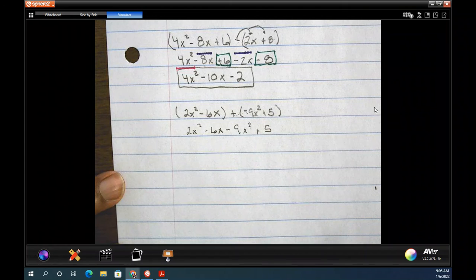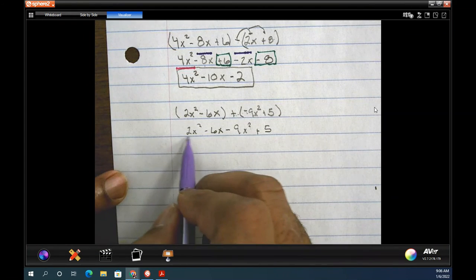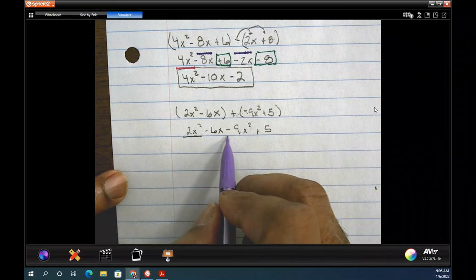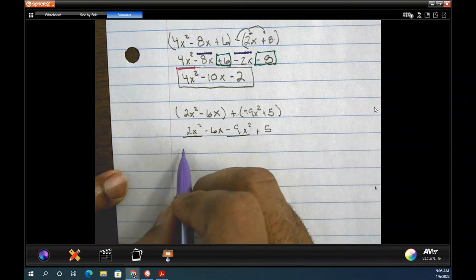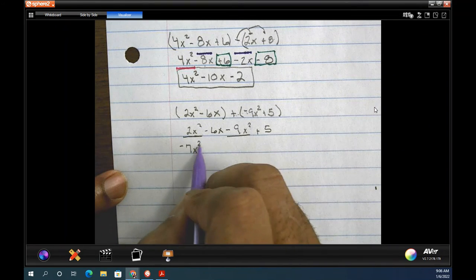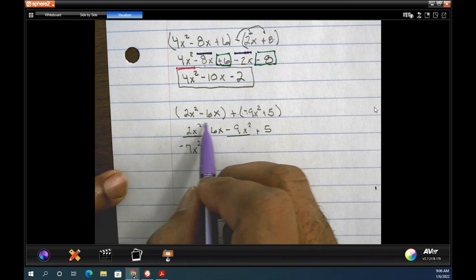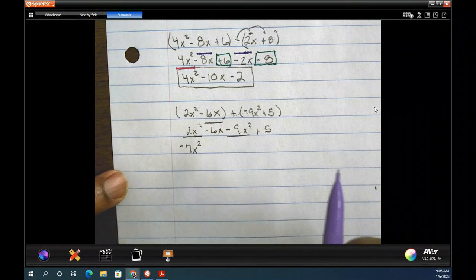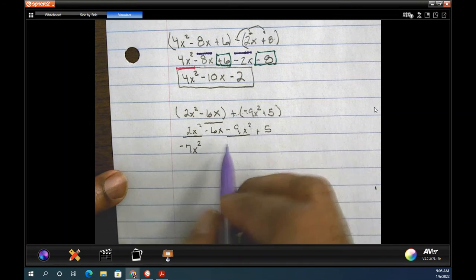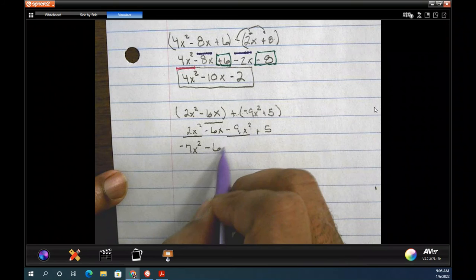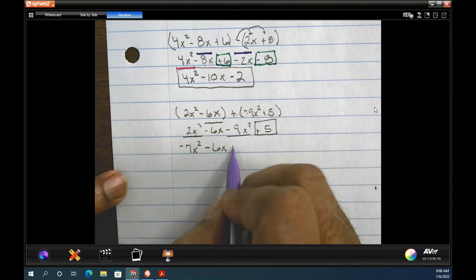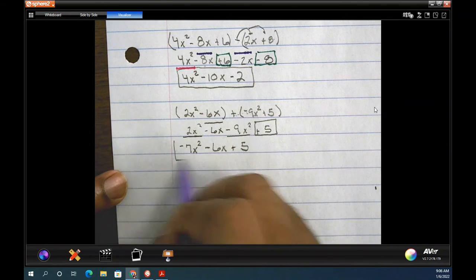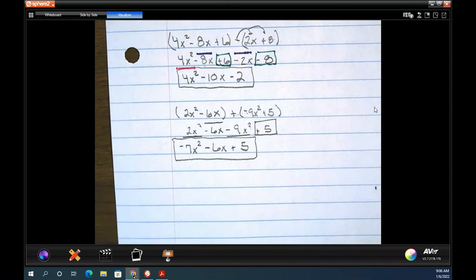There you go. This one's going to be real easy. 2x squared minus 9x squared. 2 minus 9 is negative 7, but don't forget the variable. Negative 7x squared. Here's the other thing. Negative 6x is the next power. There's nothing to combine it with, so we just rewrite it as minus 6x. We only have one constant, positive 5, so it's plus 5. There's your answer right there. We good?